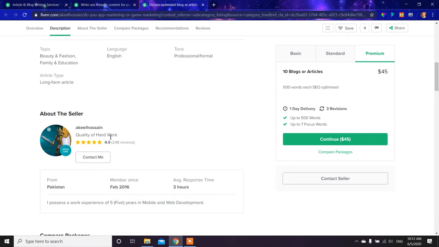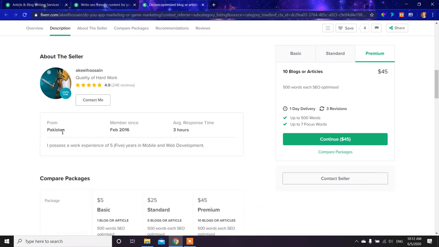Quality of hard work. So that's their subtitle to their profile. That's not even really English. So it's already that. Now I'm getting scared again of ordering from them. From Pakistan. That's fine. February 2016. I possess a work experience of 5 years. So that's, again, not an idiom to use in the English language.